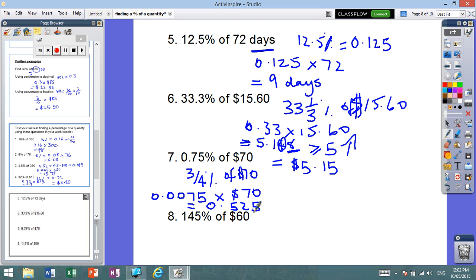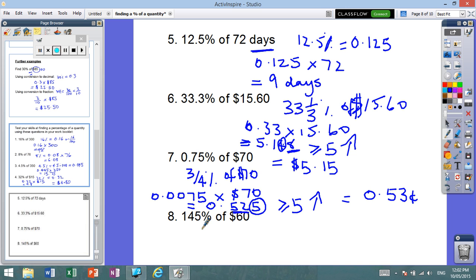Now again, we're talking money, so it has to be to 2 decimal places. We only want 2 decimal places. So we need to look at this one. Is it greater than or equal to 5? Yes, it is. Therefore, we have to increase the number beside. So the 2 needs to go up 1, which ends up giving us 0.53 cents. And that makes sense to me. We had $70, and we're looking at only 3/4 of a percent of $70. So it needs to be a really small number, and 53 cents makes sense to me.